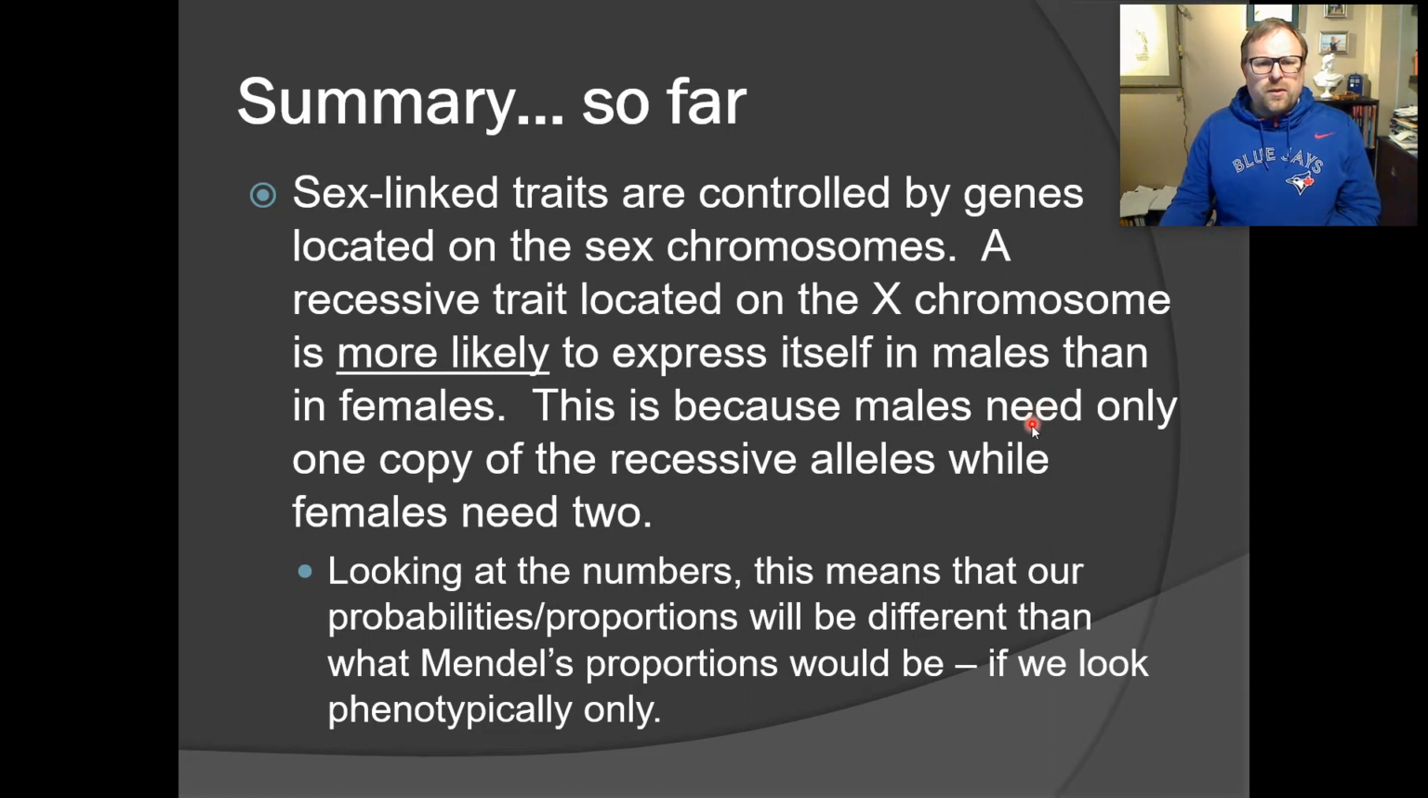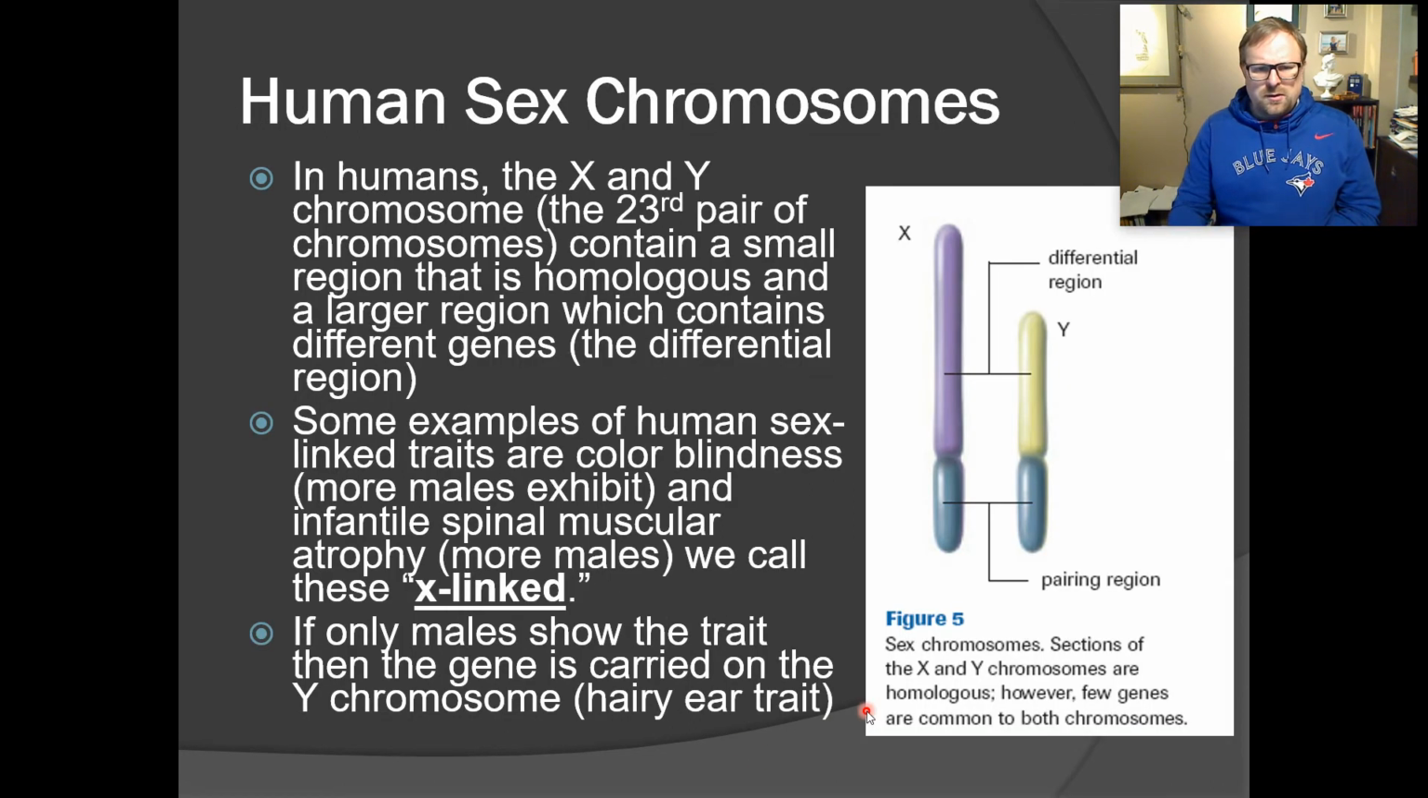All right, so moving on. What I wanted to talk briefly about here are the human sex chromosomes. Move away from the Drosophila now really quickly. In humans, the X and Y chromosome, the 23rd pair of chromosomes, contains a small region that is homologous and a larger region which contains different genes. So this is our homologous region here. You can notice it's represented by the same length and color. And then these are our differential or different regions.